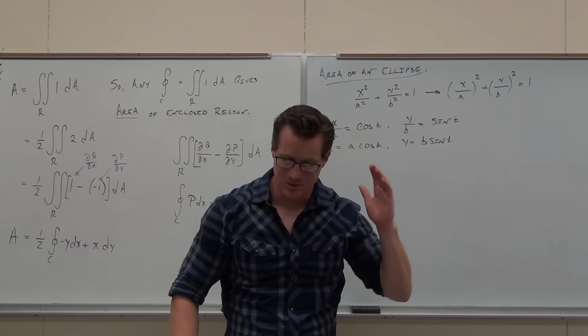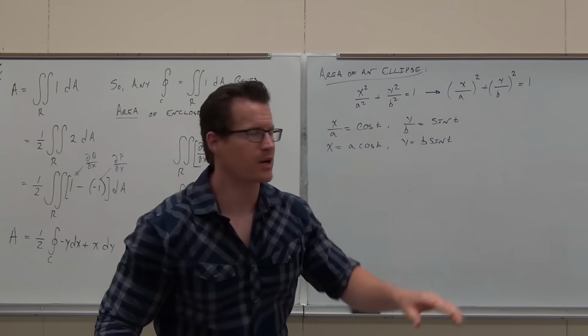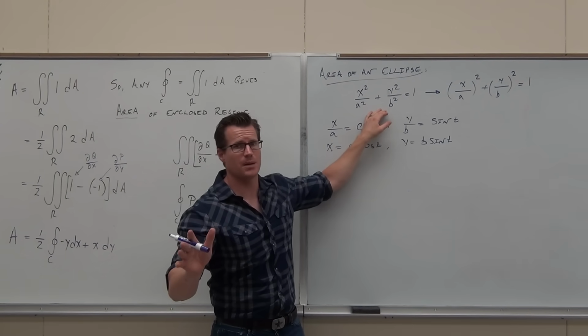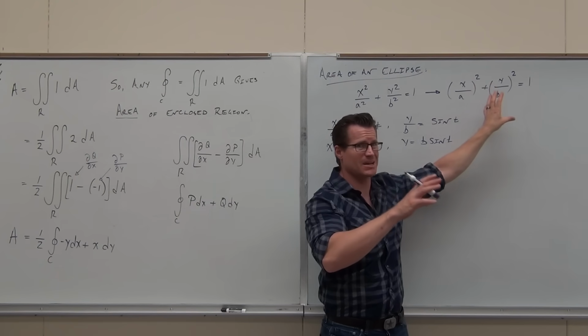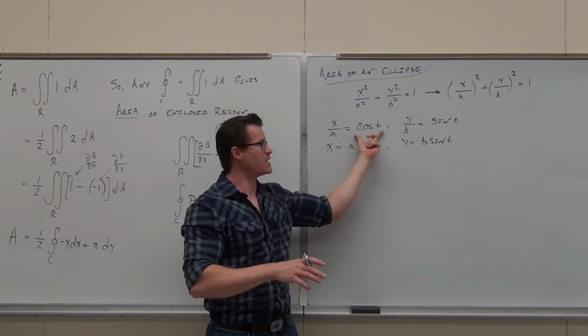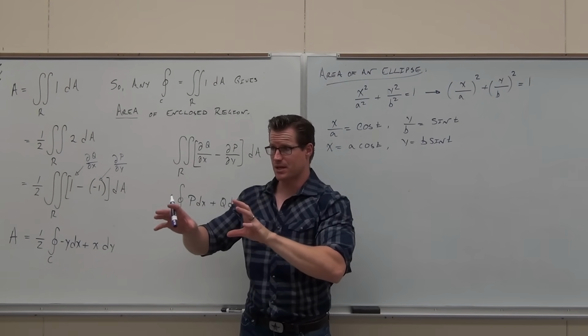What could we do with it? Well, here's the deal. If I can reparameterize, look, this is a general ellipse. I'm not making any statements about the values. This is a reparameterization for an ellipse. I'm not making any statements about a or b. This is general. Does that make sense to you?